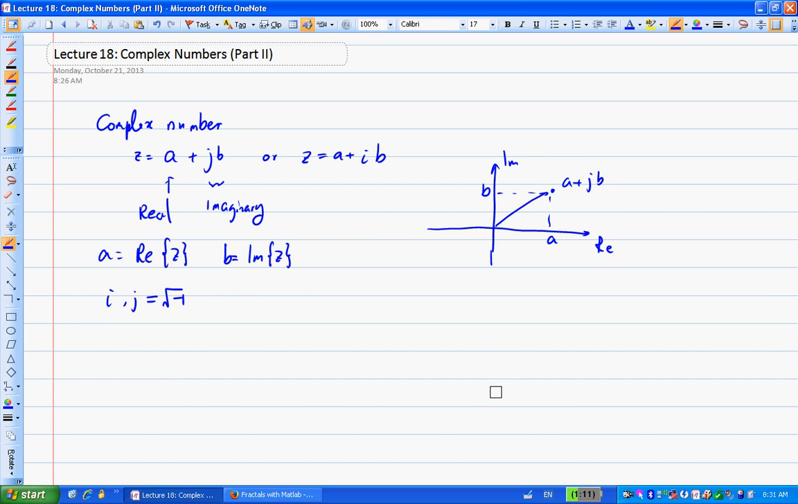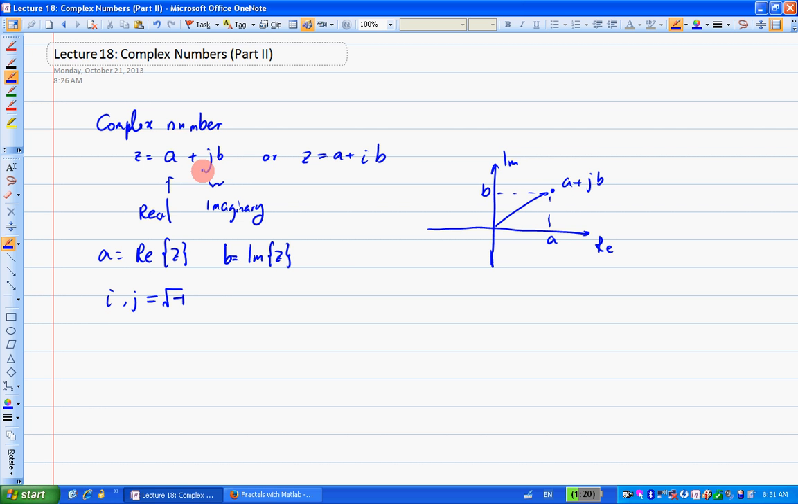Okay, let's try to finish the complex number today. Okay, so let's get started.